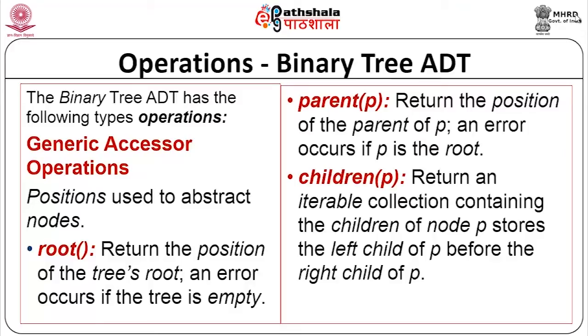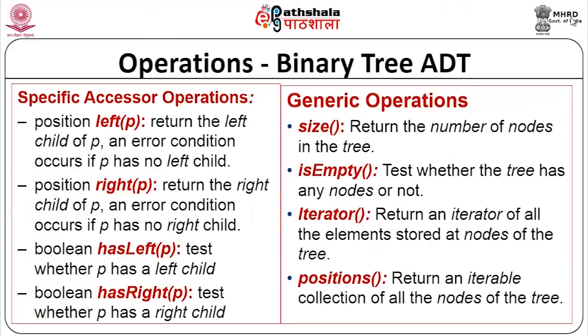Children of P returns an iterable collection containing the children of node P, and stores the left child of P before the right child of P. Now, this is assuming it is an array, we will come into this later. But anyway, it returns 2 children. Then you have specific accessor operations. This is specific to the binary tree ADT.